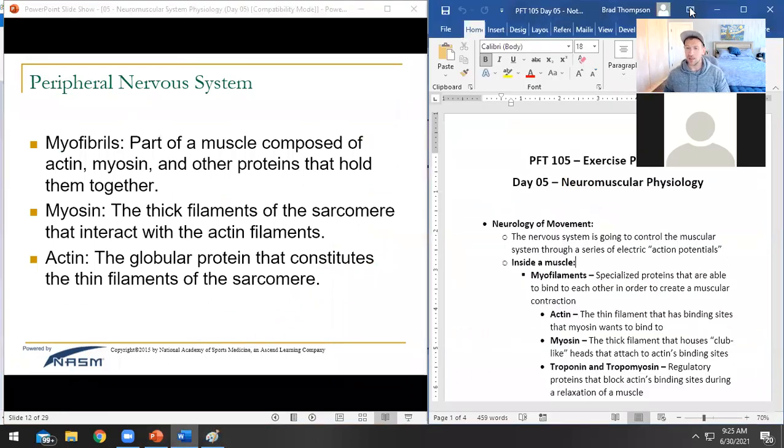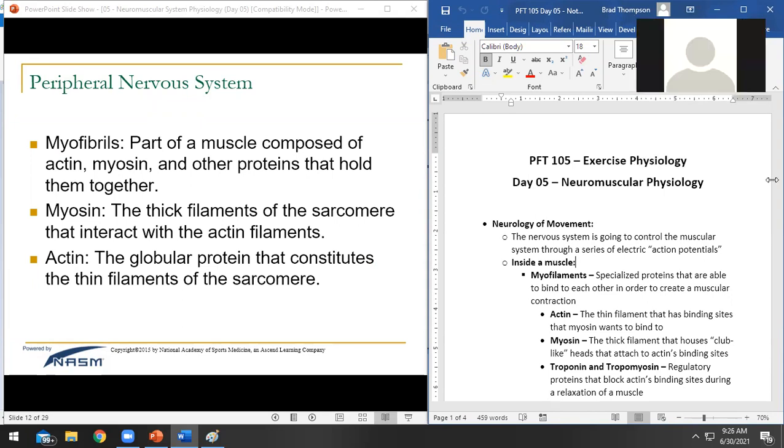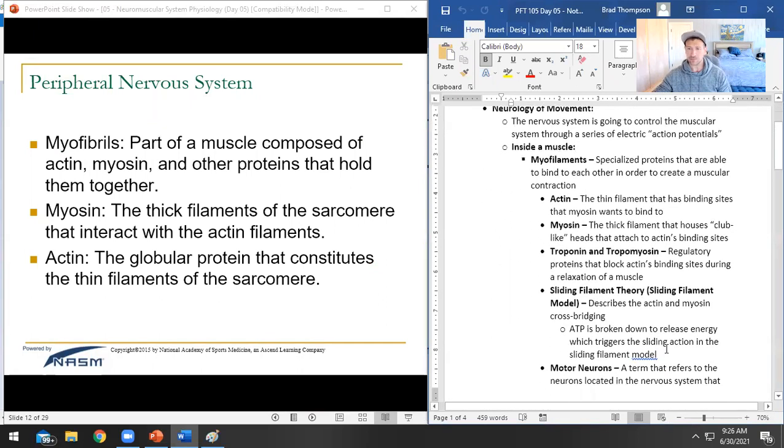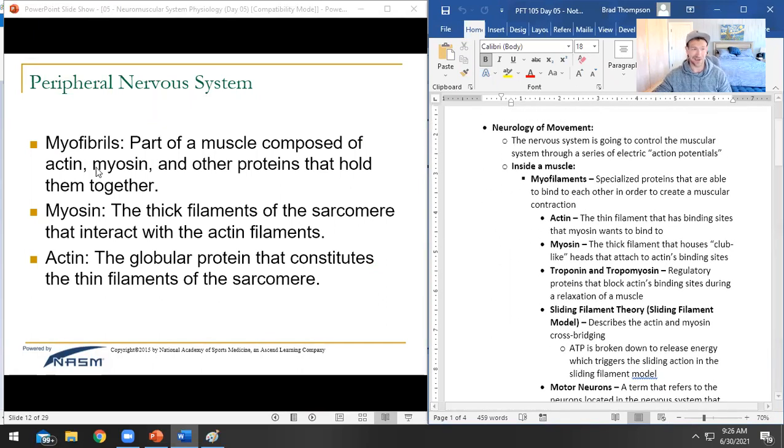Any questions on any of that before we start diving into the muscle cell anatomy stuff? Conceptually, we're doing good. All right, everybody being quiet. All right, cool. So now we can get into the notes.